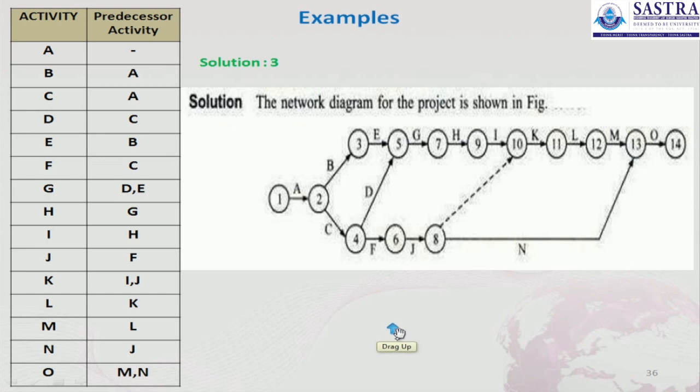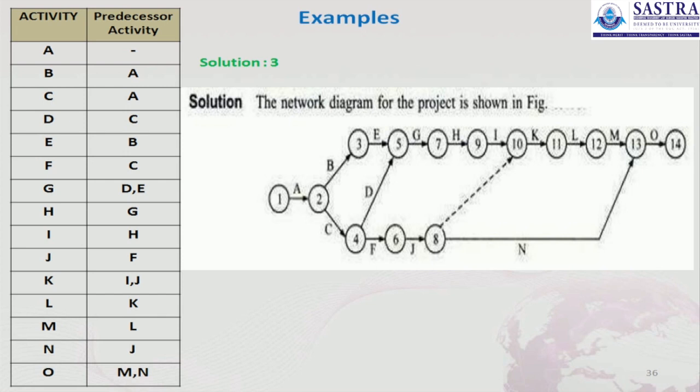So here it's a very lengthy problem. Here the activities start from A to O: A, B, C, D, E, F, G, H, I, J, K, L, M, N, O. So there are 13 activities here. So we are going to draw a network model here.